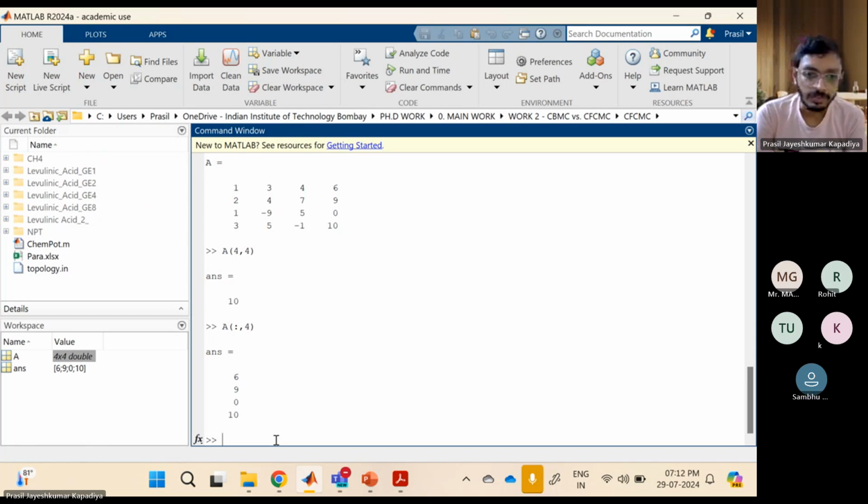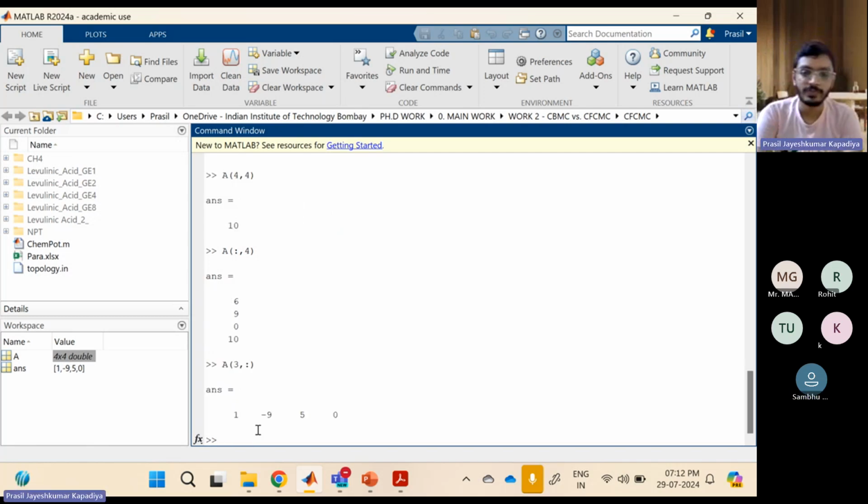Yes, sir. Okay, let's say I want the third row and all columns. How will I write it? Third row and all columns. I taught you this. In that case, first the row number 3 will be there, then after that the colon symbol will come. So it will give me my third row.